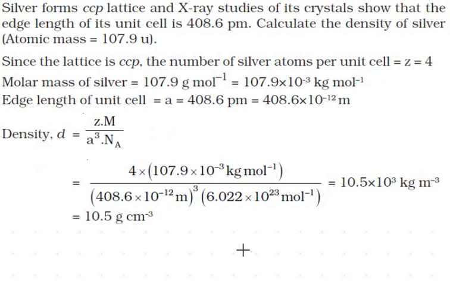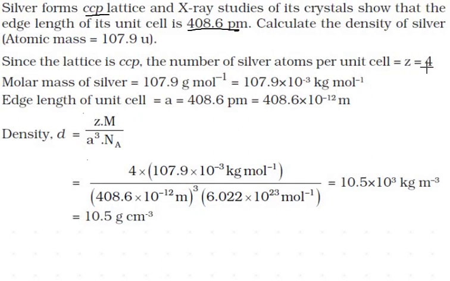Okay, now this is the last example of this session. This is example 1.5. You can find this in your textbook. It says silver forms CCP lattice. X-ray studies of its crystal show that the edge length of the unit cell is 408.6 picometer. Okay, so we have been given two parameters, CCP and edge length.